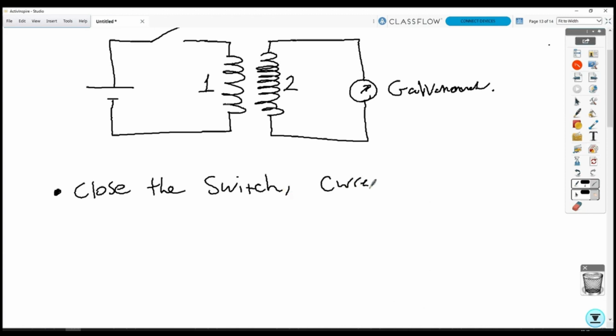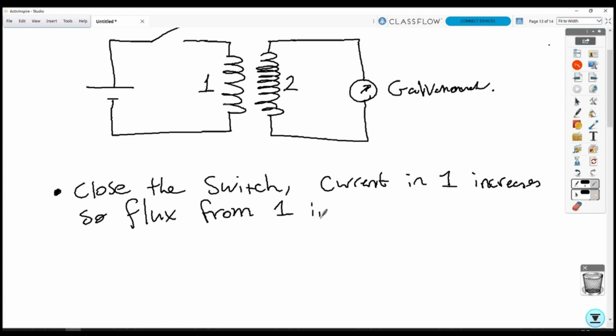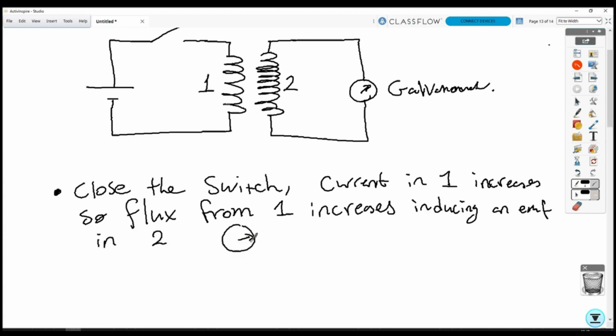So as this current increases in coil 1, there is an increasing flux that's created by coil 1. And the flux from coil 1 becomes flux linkage in coil 2. And that changing flux linkage in coil 2 means that there's an induced EMF in coil 2. So our galvanometer will read some maximum value.